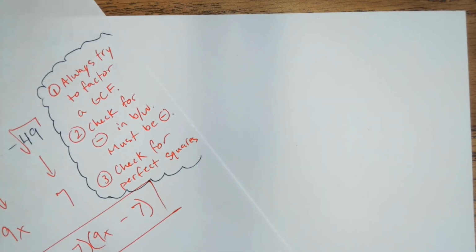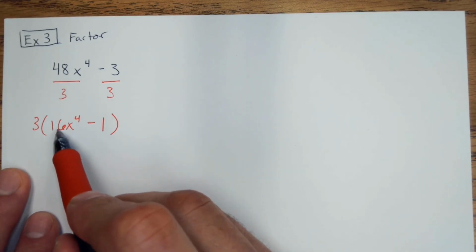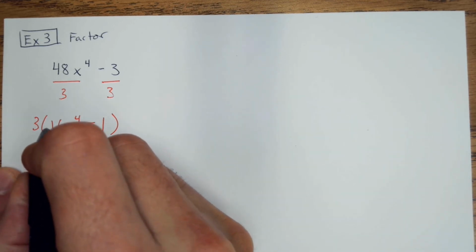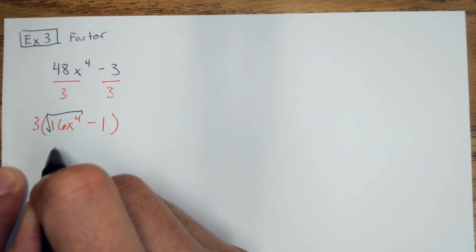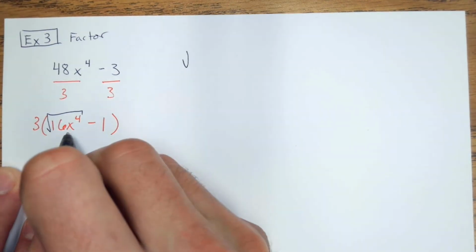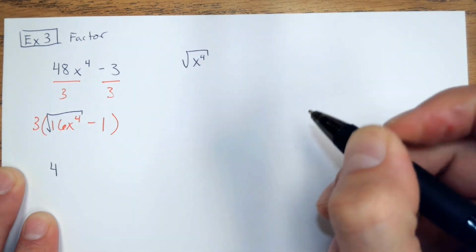Check for a minus in between, good, and check for perfect squares, meaning can I take the square root of 16? Well, yes I can. That would be the square root of 16, that's just 4. Square root of x squared. Some people might get confused with that, but x to the fourth. Square root of x to the fourth.